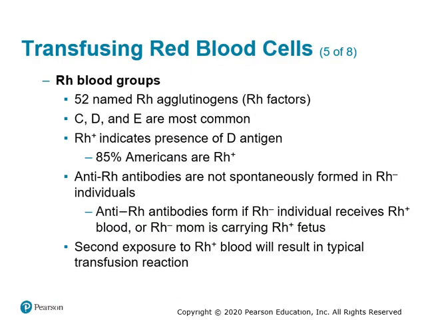All right, let's also talk about the Rh blood groups. There's about 52 named Rh agglutinogens. They're called Rh factors. Common ones are abbreviated as C, D, and E. We're really going to talk more about the D antigen. And if you're Rh positive, that indicates you have the D antigen. If you're Rh negative, you don't have the D antigen. And it's more common to have a positive blood type than it is to have a negative blood type. 85% of Americans are Rh positive.